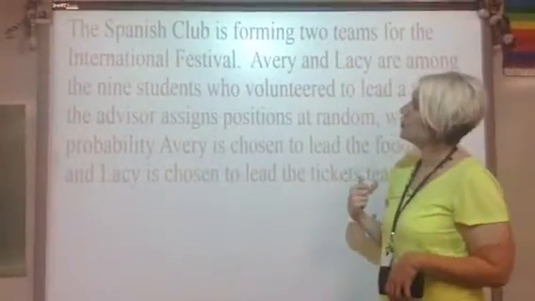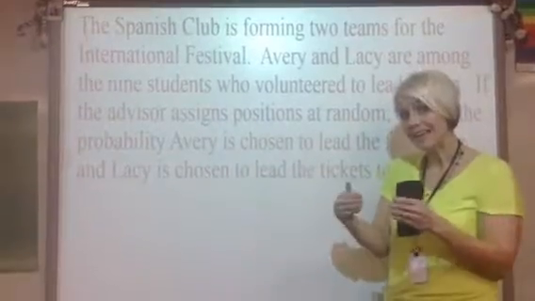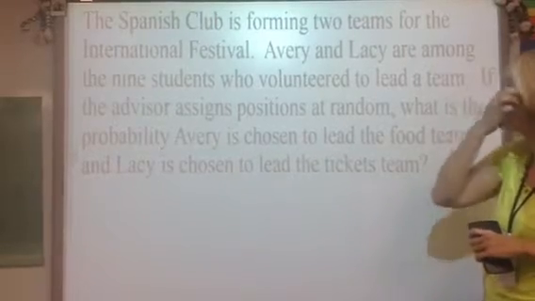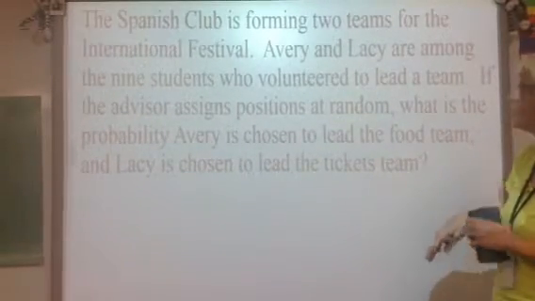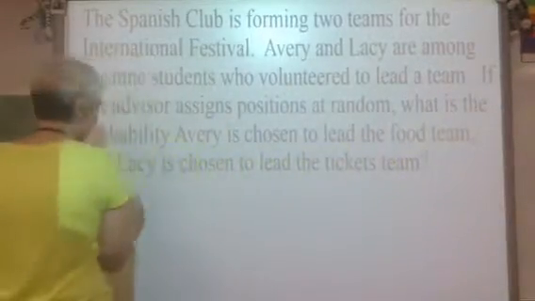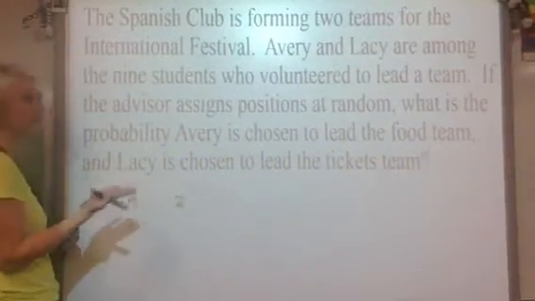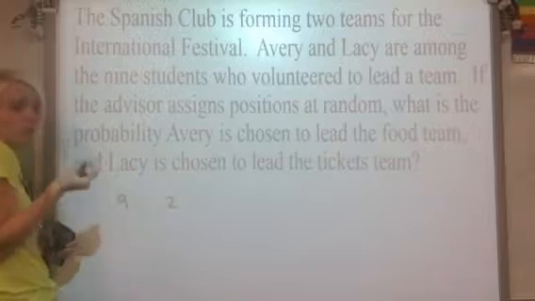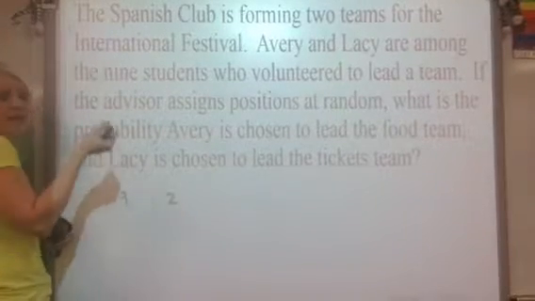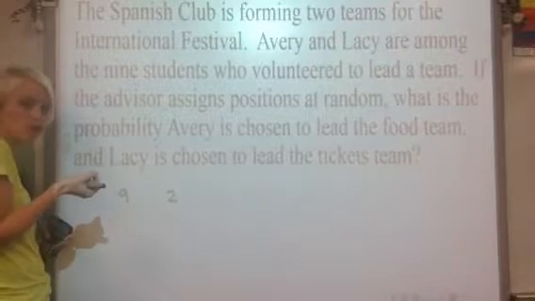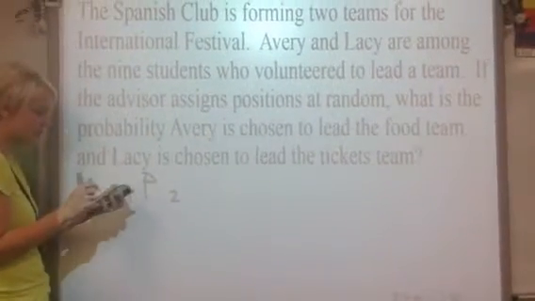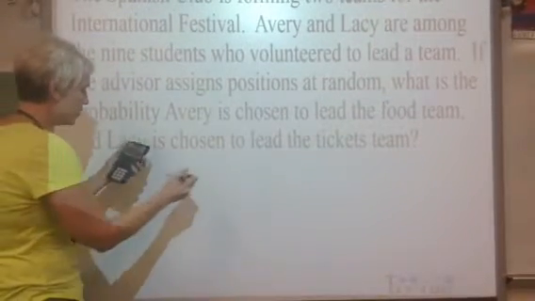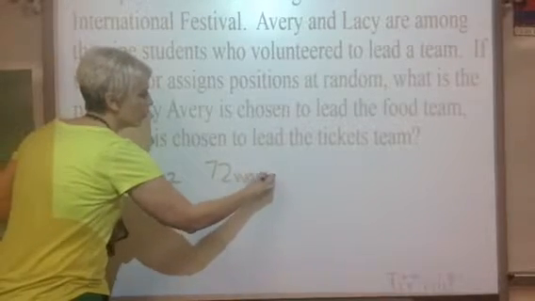The last thing that we're going to do is talk about probability with your combination or permutation. The Spanish Club is forming 2 teams for an international festival. Now, Avery and Lacey are among the 9 students who volunteered to lead the team. So I have 9 students, and there's 2 girls, Avery and Lacey. Now, the advisor wants to assign positions at random. Now, is order going to matter? Could Avery be in both positions at once? Well, no. So this is going to be a permutation because order matters. So we do our 9 choose 2 here, and you get 72 total ways.